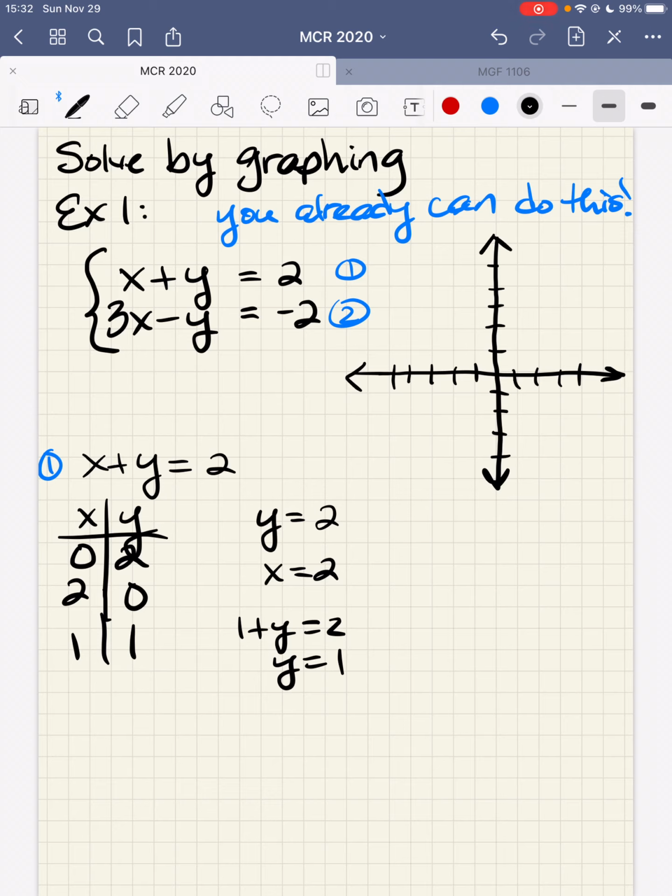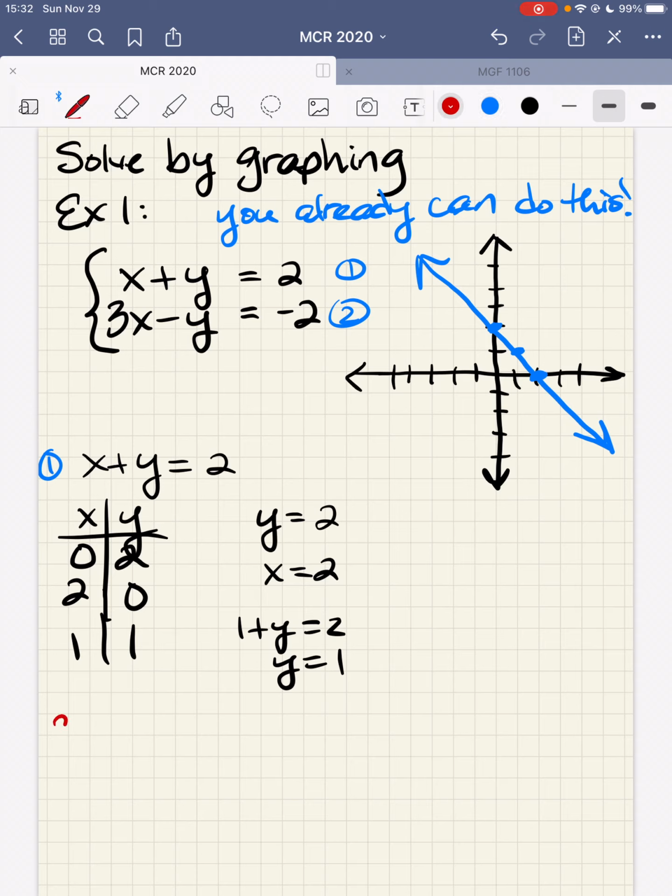All right. So I'm going to plot my points in blue. So I have 0, 2. I have 2, 0. I have 1, 1. Notice they all kind of line up. And I have a line that's in blue for that line 1.